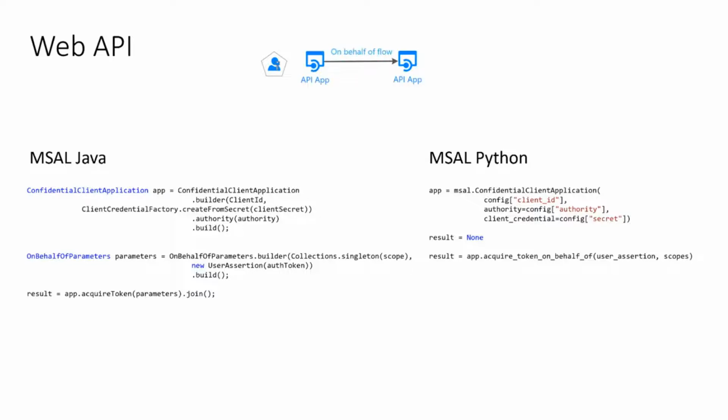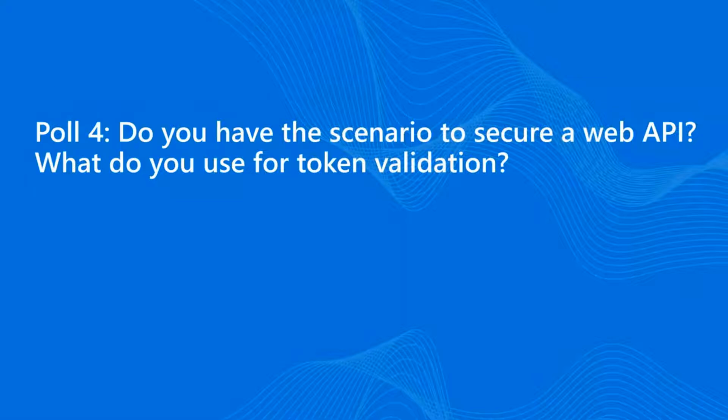At this point, I'd like to ask a quick question. I mentioned just now that this is a token acquisition scenario, but you also have scenarios in web APIs where you want to do token validation and protect the API. So just quickly, if I can get some answers on how many of you have the scenario to secure web APIs, and what do you use for token validation today?